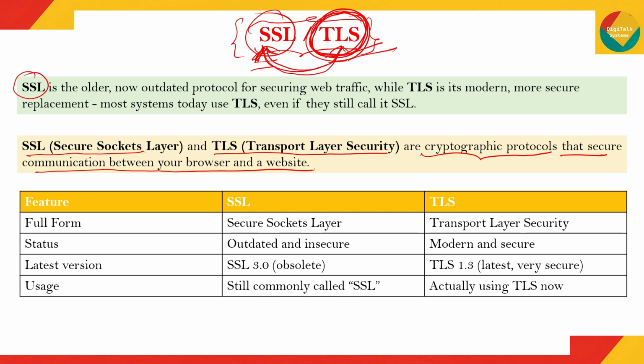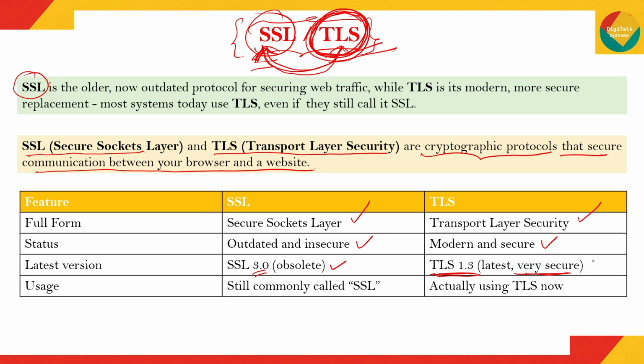Now if we do a side-by-side comparison of SSL and TLS: the full form of SSL is Secure Socket Layer and TLS is called Transport Layer Security. SSL is now outdated and insecure. It is declared as insecure. And TLS is modern and secure. The last version of SSL was 3.0, which is now obsolete. And the latest version of TLS as of today in 2025 is TLS 1.3. This is the latest version, which is very secure.